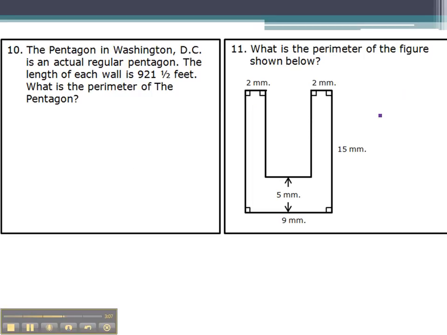Problem number 10. The Pentagon in Washington, D.C. is an actual regular pentagon. The length of each wall is 921.5 feet. What is the perimeter of the pentagon? Anytime they talk about a shape but don't show it, you should draw it. A pentagon has 5 sides.